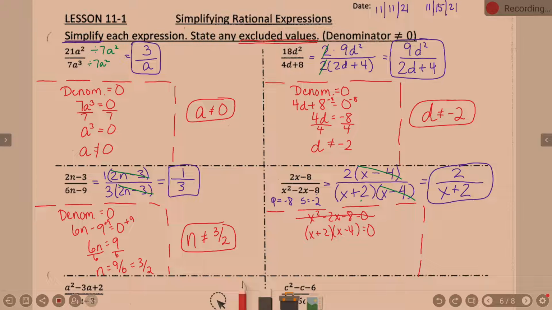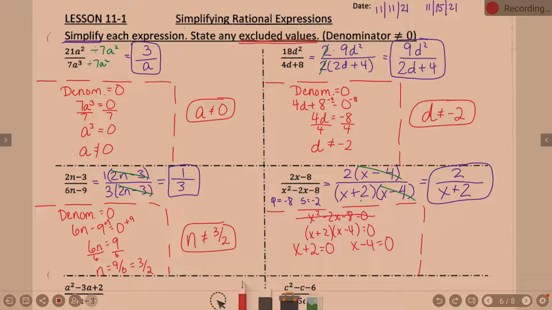I would always recommend you use the factored version and set it equal to 0. Because if 2 pieces multiply to equal 0, you can set them each equal to 0. So we could say x plus 2 equals 0, and we can say x minus 4 equals 0.